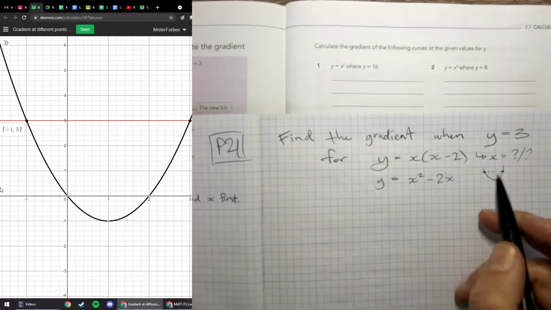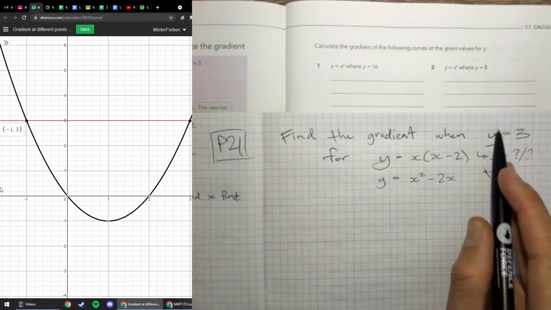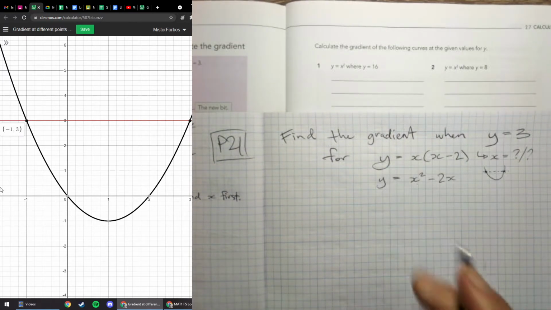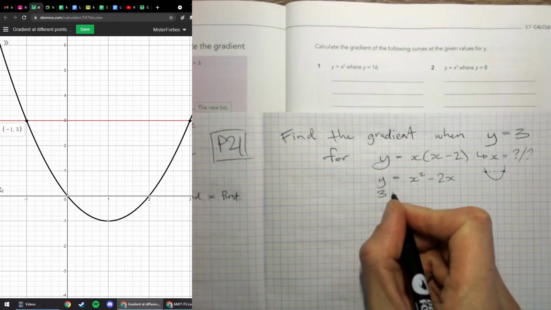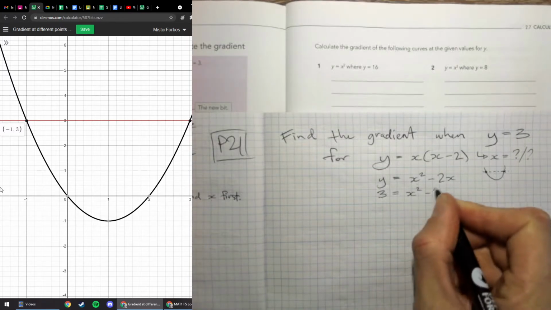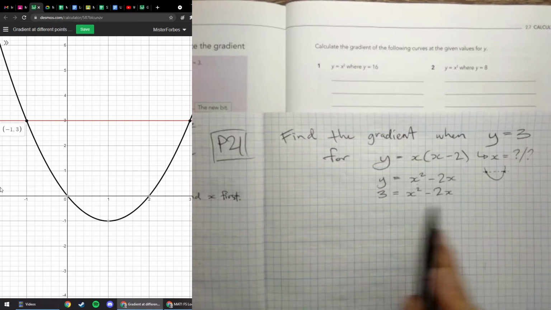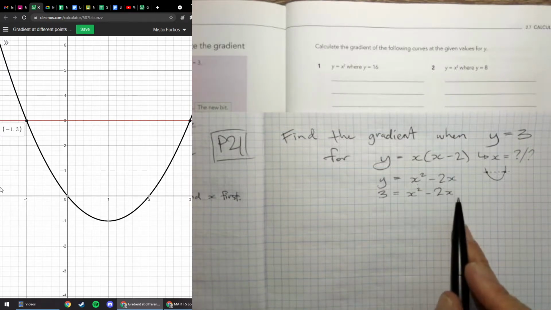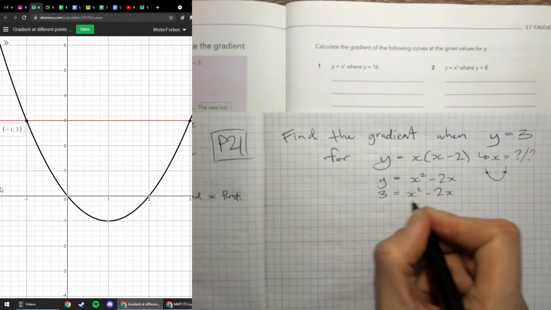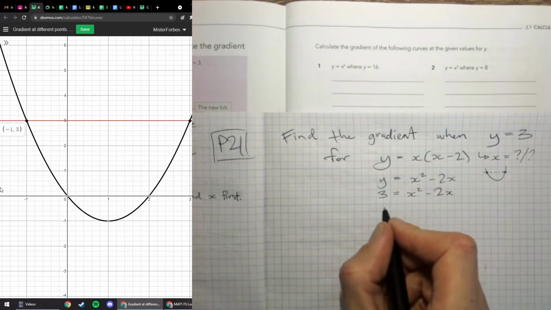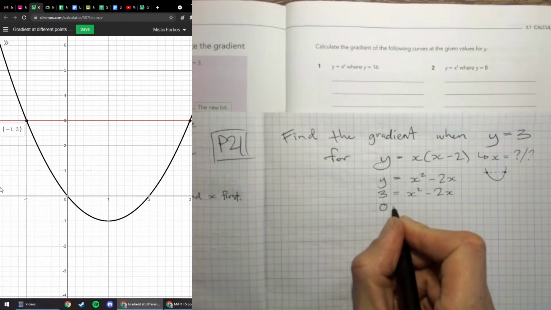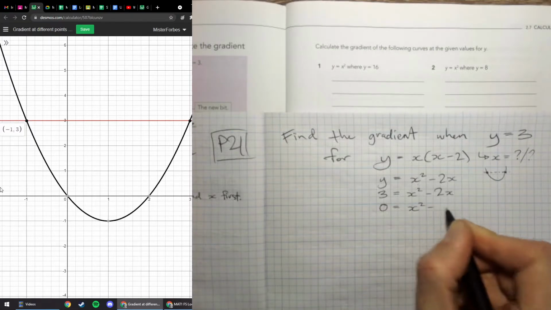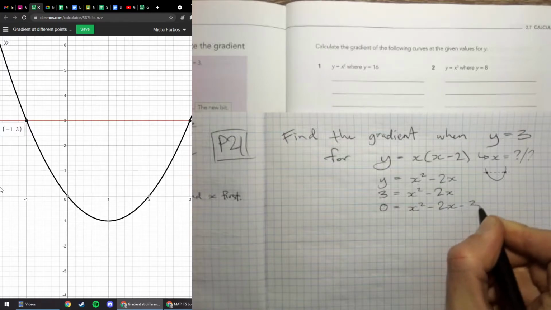In order to find them, all we need to do is substitute this 3 into the original function. So it's going to be 3 equals x squared minus 2x. We're going to need to solve this, and in order to solve it, it needs to be in quadratic form because it's got this power of 2 for x. So I'm going to minus 3 off both sides: 0 equals x squared minus 2x minus 3.